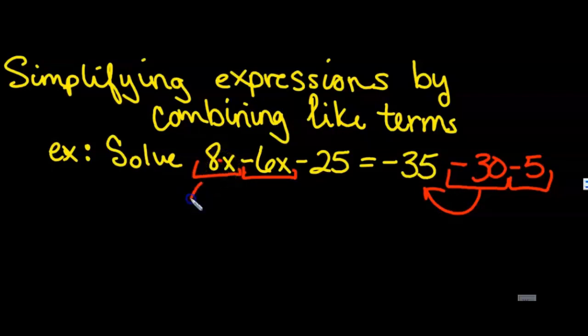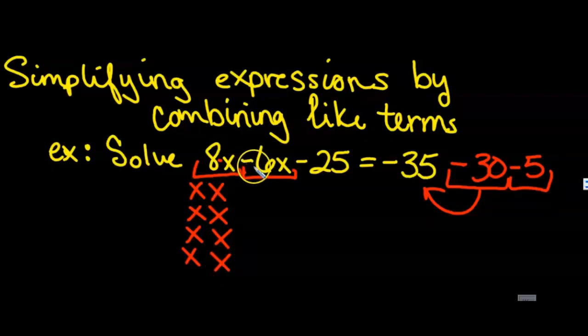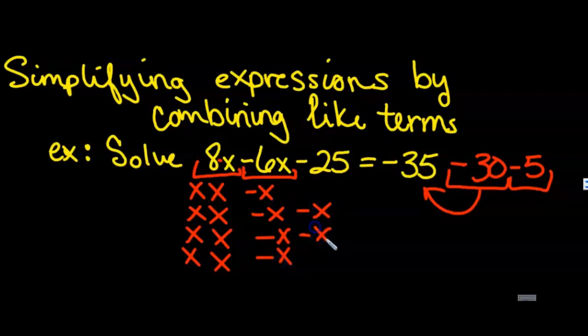And again, 8x means 8 groups of x. That's multiplication. So we're going to draw 8 x's, 8 groups of whatever x is, and then we're going to take away 6 groups of those x's. Or we can think of it as 6 negative x's. So I'm going to draw 6 negative x's. And this is kind of just to show you what's going on here.